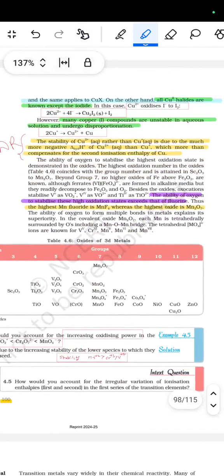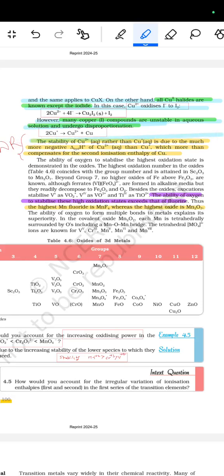And the same applies to the CuX. On the other hand, all the Cu2+ halides are known except for the iodide. In this case Cu2+ oxidizes I- to I2, तो Cu2+ I- को Cu2I2 plus I2 में कन्वर्ट कर देता है. However, many copper(I) compounds are unstable in the aqueous solution and undergo disproportionation. तो Cu+ जो है Cu2+ में और Cu में disproportionate हो जाता है.